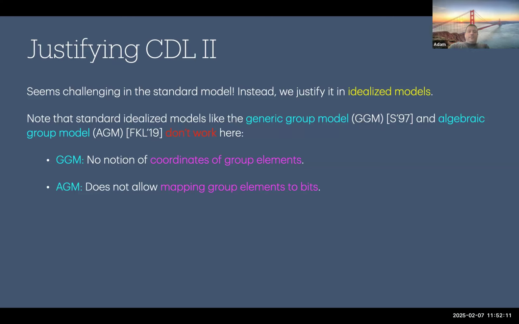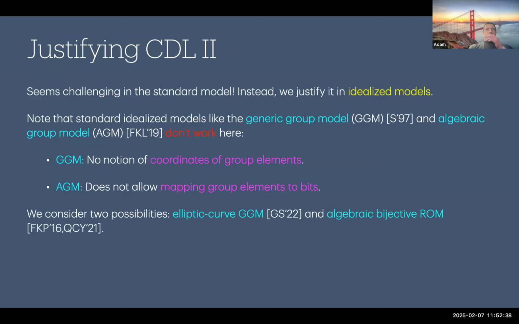The AGM has some restriction: it does not allow mapping group elements to bits. So you can't even model the assumption in the AGM. The reason for this restriction is technical. There's a line of work studying this, with refinements to the AGM that clarify this restriction. But anyway, it doesn't work out of the box, at least. The intuition is clear, but formally defining it is a bit tricky.